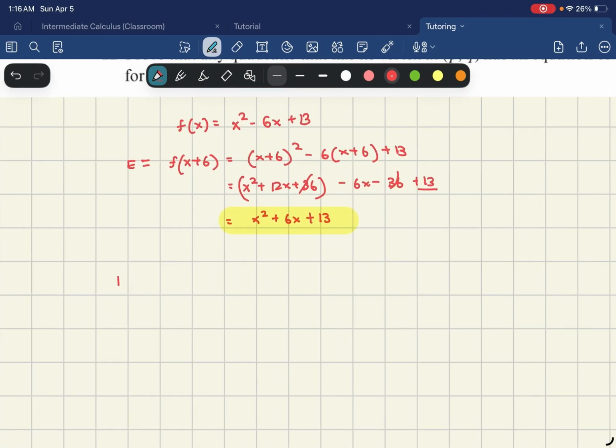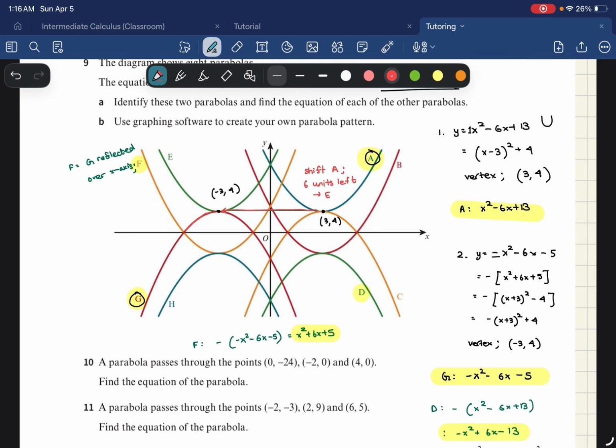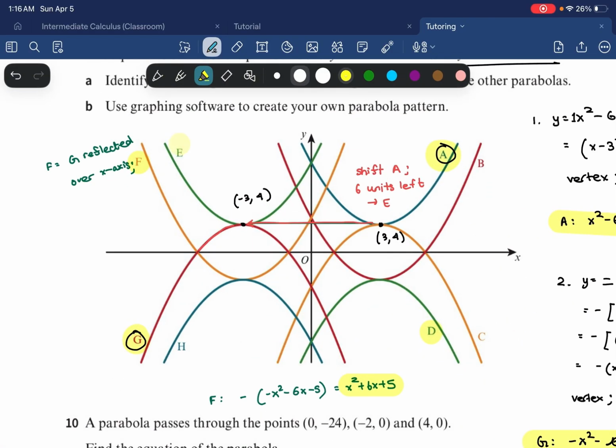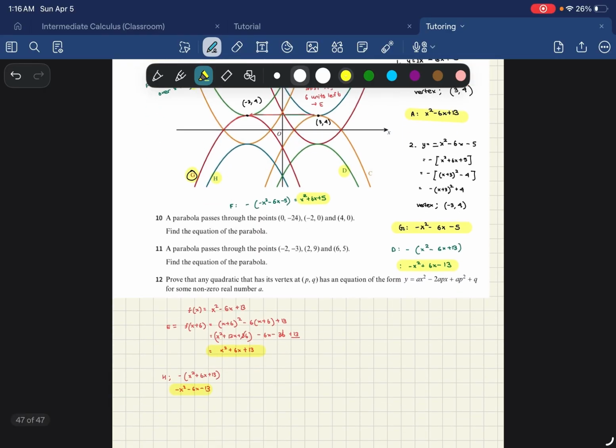H is just the minus of E, because H is just E flipped over the x-axis, right? So H is just minus the equation of E, x squared plus 6x plus 13. So it's just minus x squared minus 6x minus 13. That is H. So I figured out E, I figured out H. And now I need to figure out B and C.